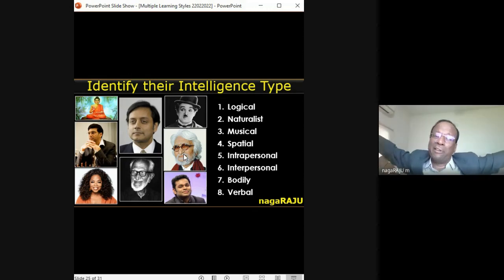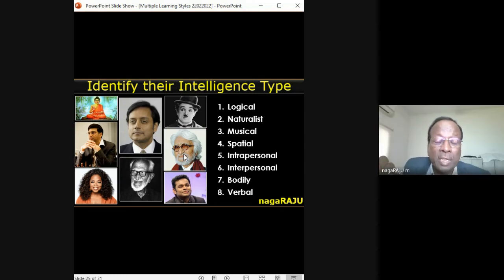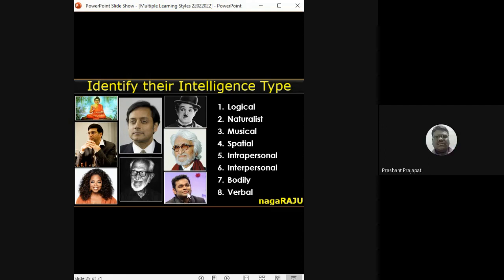Huge, larger than life paintings, pictures, visual and spatial. So visual as well as spatial. The word spatial might have confused you. So visual and spatial are one and the same, right? And the last one? Rahman.